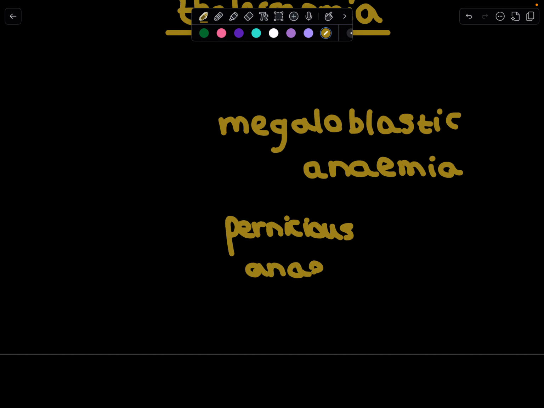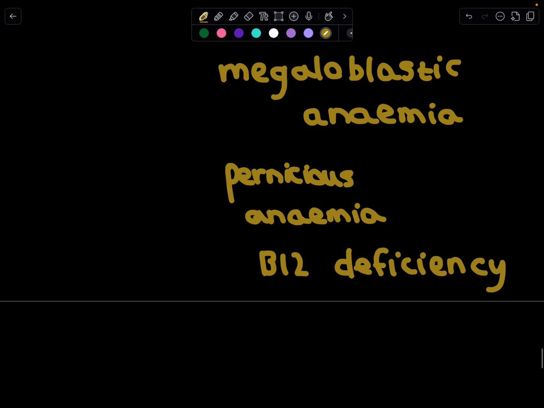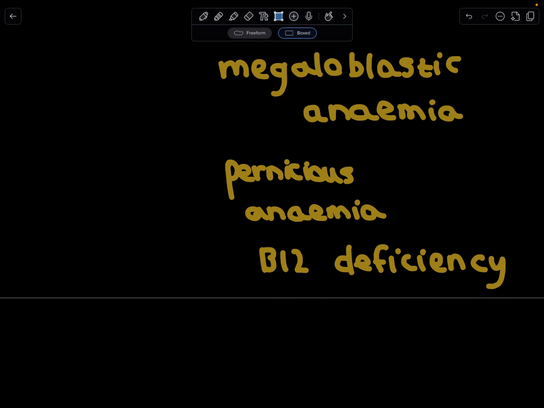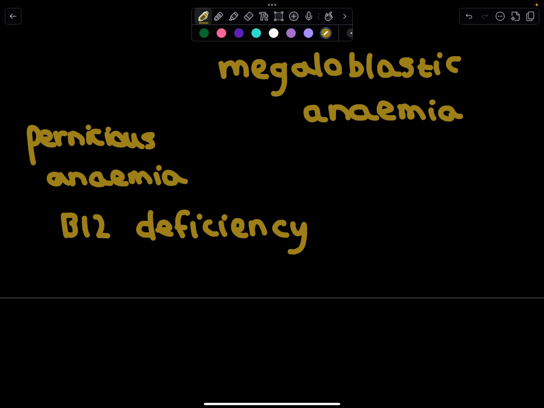Pernicious anemia is a type of megaloblastic anemia caused by vitamin B12 deficiency, specifically due to a lack of intrinsic factor, a protein made by stomach cells that helps absorb B12 in the small intestine. Without intrinsic factor, often because of autoimmune destruction of the stomach lining, B12 can't be absorbed, leading to large, immature red blood cells and symptoms like fatigue, pallor, and neurological issues.